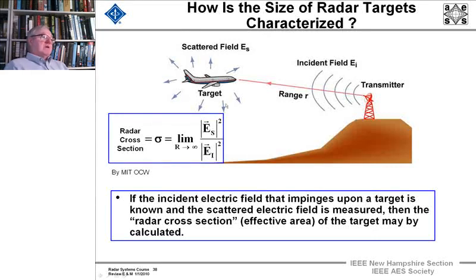The cross-section varies with direction from the target. If the electromagnetic energy was impinging on the nose, it would be less than if it was impinging perpendicularly on this big specular scattering surface, the side of this aircraft. So you're going to need to know Maxwell's equations and how to do those calculations to characterize the target. That's one of the places where we're going to use electromagnetism quite heavily.